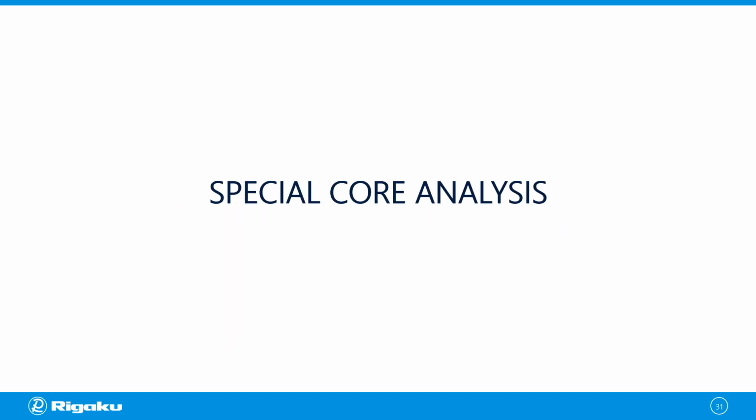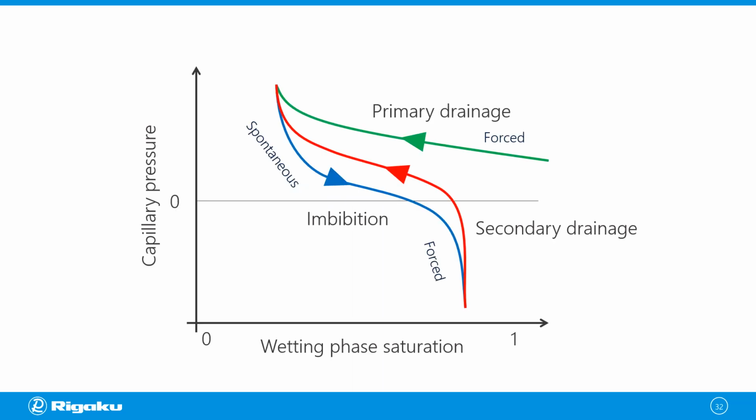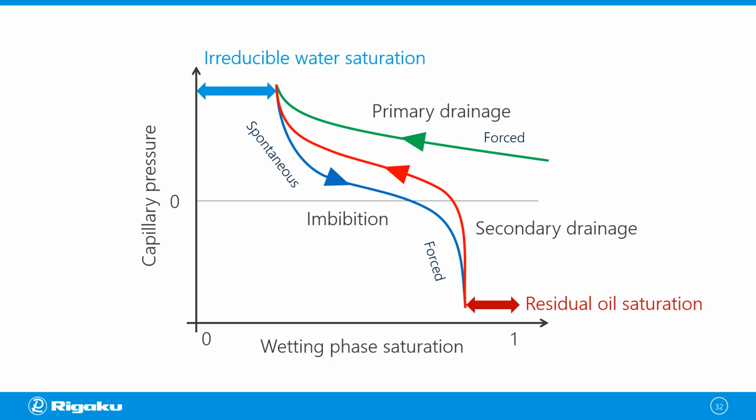Okay, now we looked at the routine core analysis results. Now let's take a look at the special core analysis. Okay, so by running the capillary pressure curve calculation, or the simulations I should say, you can gain the full capillary pressure curve plot. And by doing this, you will know the irreducible water saturation, and more importantly, you will have the residual oil saturation.